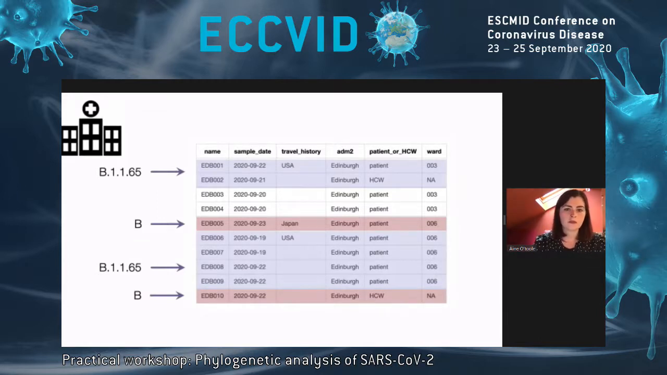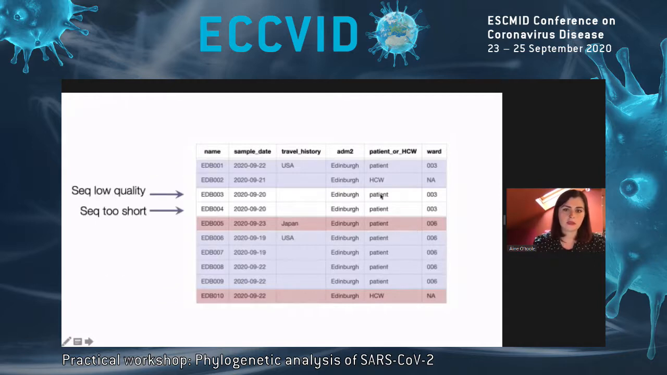For instance, we see two separate lineages, B and B.1.1.65, and you can see that they're spread across a couple of different wards, and these two sequences are the ones that were too low quality or too short. With those particular samples, you may need to go back and resequence if you have access to more samples, but it's better to not give the information than to give unreliable information.